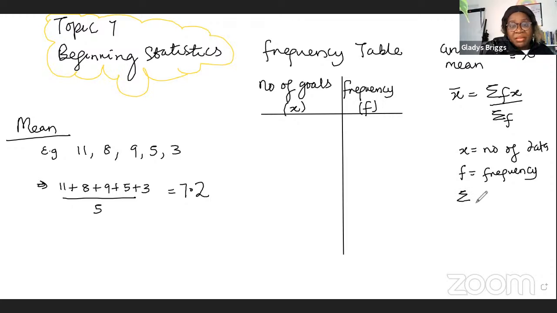Sigma represents the summation or total. It's a Greek letter that stands for summation or total. Now, sigma F is the total frequencies.